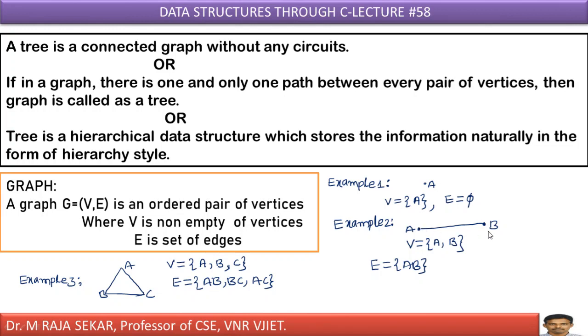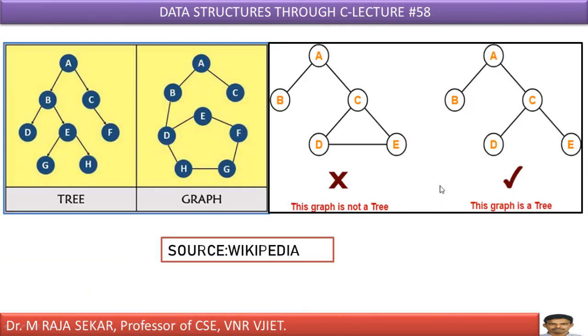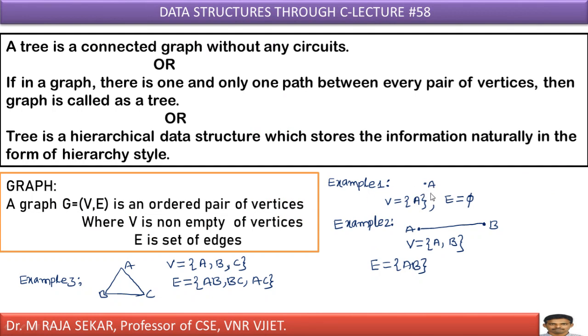V must be a non-empty set. Example 2: A is a vertex, B is a vertex, the set A comma B is a non-empty set of vertices. There is an edge, AB is an edge. Still this one is a graph. These two examples are not only graphs, they are also trees, isn't it? Why? Because there is no cycle in this particular graph. Therefore, these graphs can become trees, as there is no circuit, no closeness, and no multiple paths between two vertices. Therefore, these are graphs as well as trees.